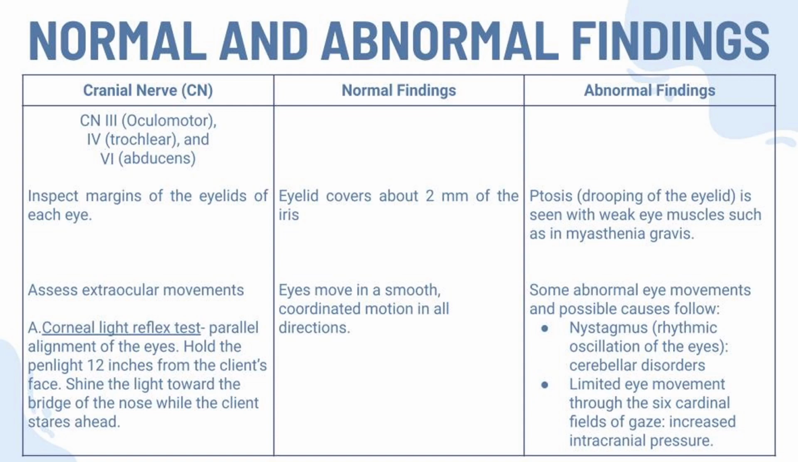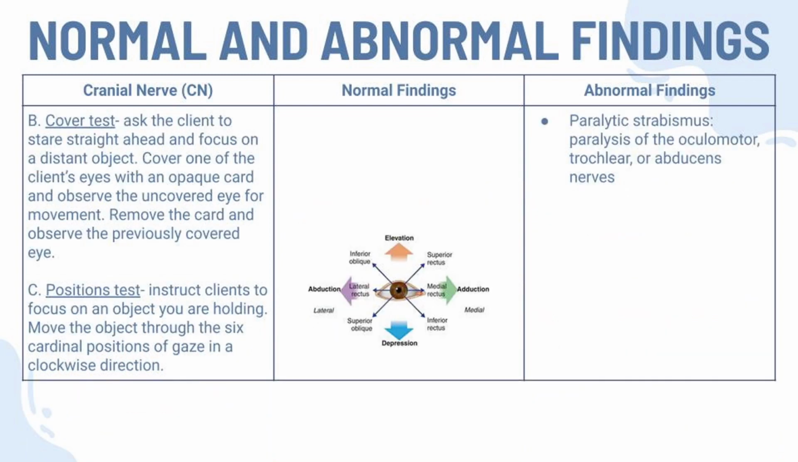Abnormal findings, some abnormal eye movements and possible causes follow. First, nystagmus or rhythmic oscillation of the eyes, which may indicate cerebellar disorders. Next is limited eye movement through the 6 cardinal fields of gaze, which may indicate increased intracranial pressure. Last is paralytic strabismus, which may indicate paralysis of the oculomotor, trochlear, or abducens nerves.